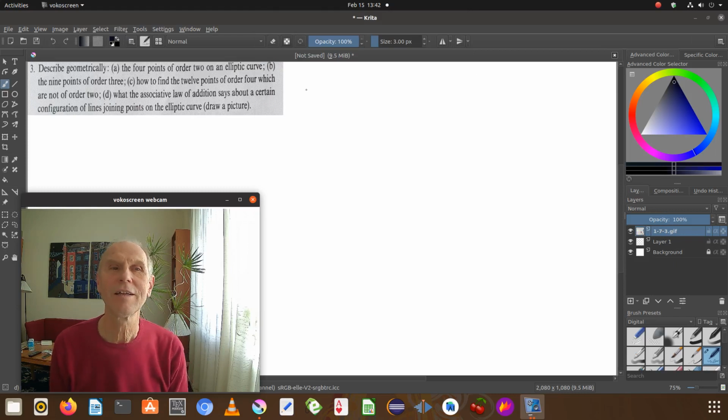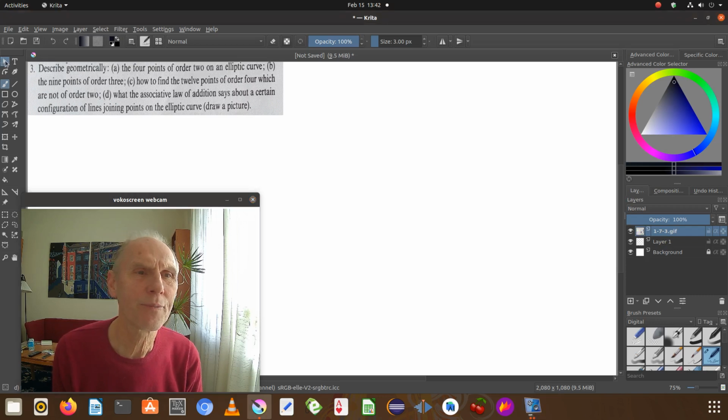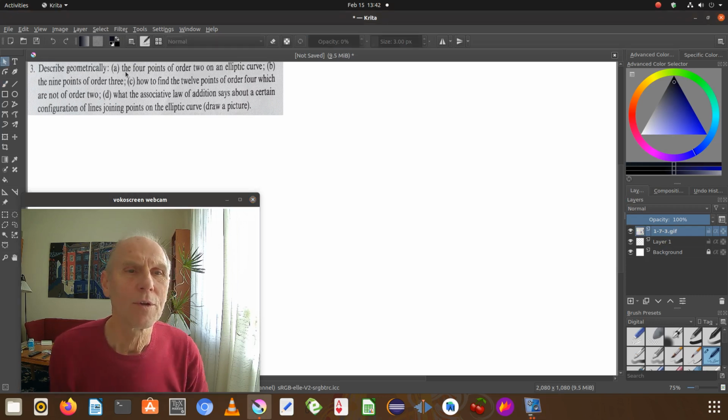Try again. So let's start problem 3. Now, it's geometrical, so I don't think much computation will be needed, particularly not much algebra, which pleases me no end. So, the 4 points of order 2 on an elliptic curve. I think we already have had that in the text.